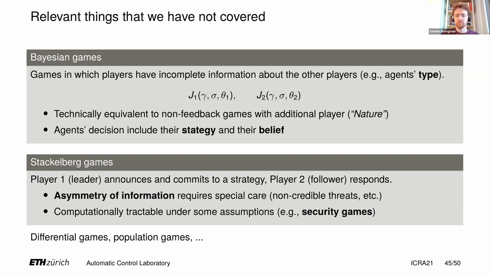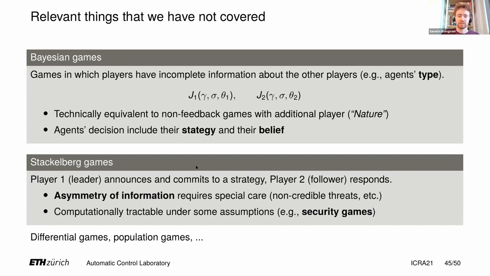From an interpretation point of view, there is something to be said that we're not going to cover here, but the agent's decision now is not only their strategy, it's also their belief about theta one and theta two. So when progressing through the game, they have to update their own strategy. They also have to update their belief about what is theta of the other player. And typically this happens through a Bayesian update of that. That's why Bayesian games.